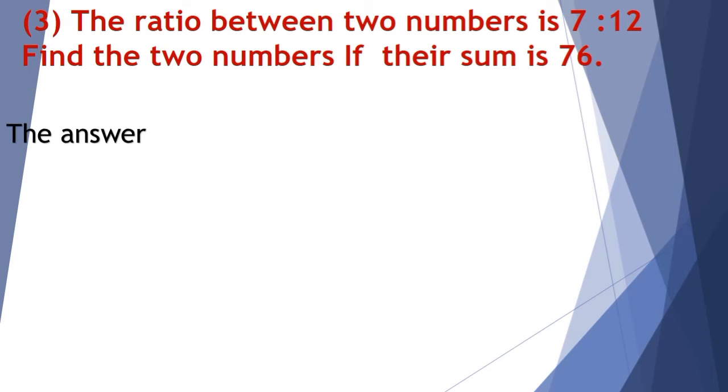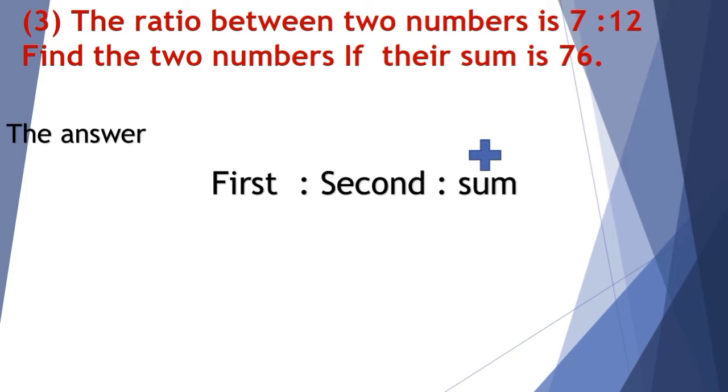The third problem: the ratio between two numbers is 7 to 12. Find the two numbers if their sum is 76. In this problem he gives me the sum of the two numbers. So when we solve, first I don't have names, so I will write first to second, and I will add a column for the ratio which is called the sum. Under the first and the second I will write 7 to 12.